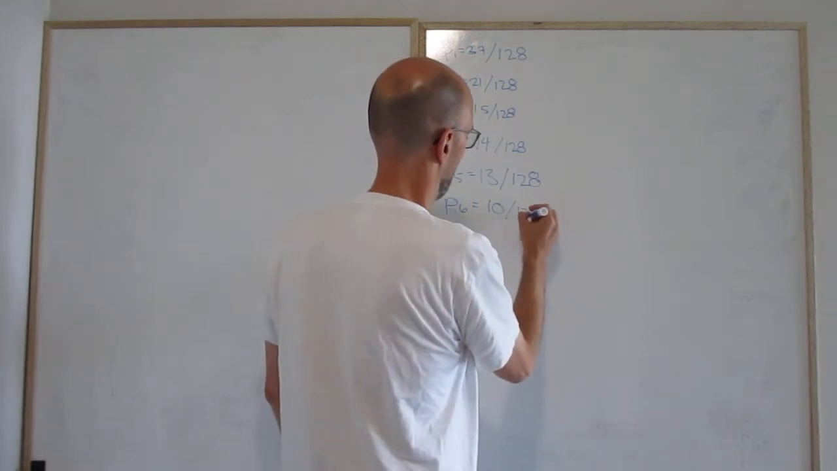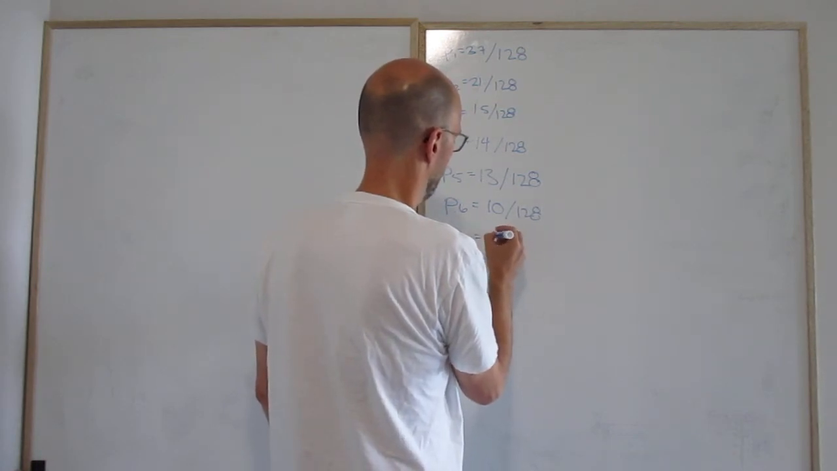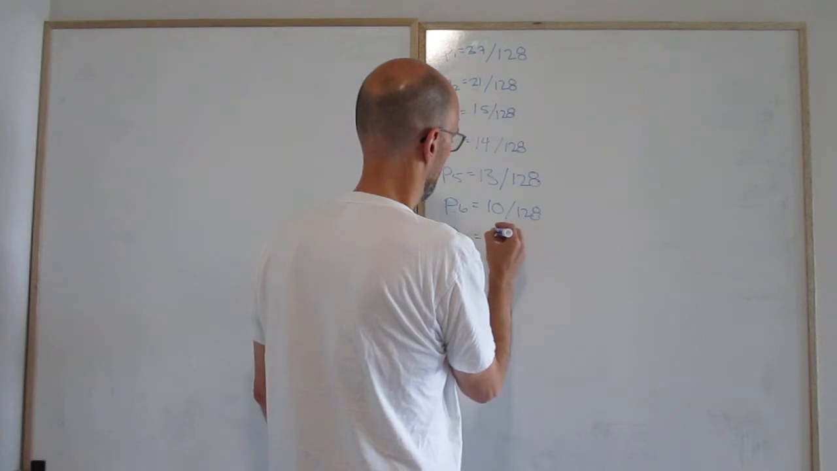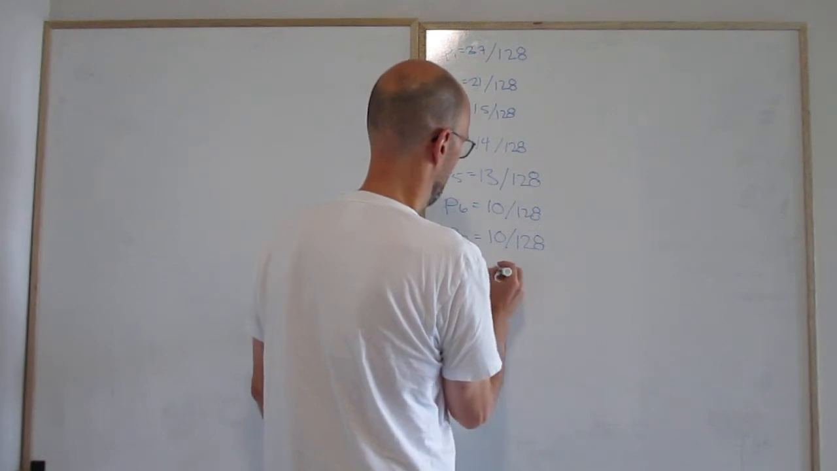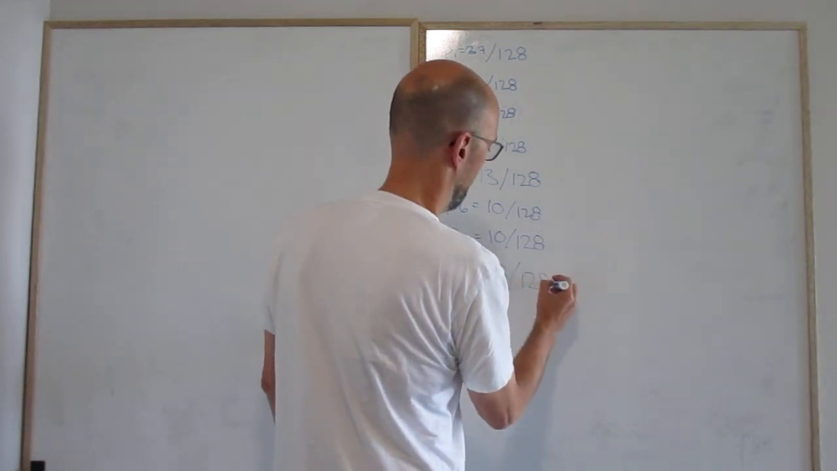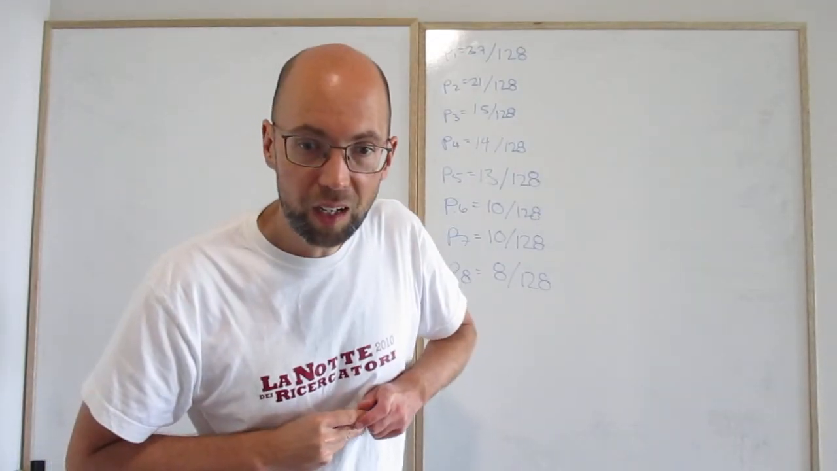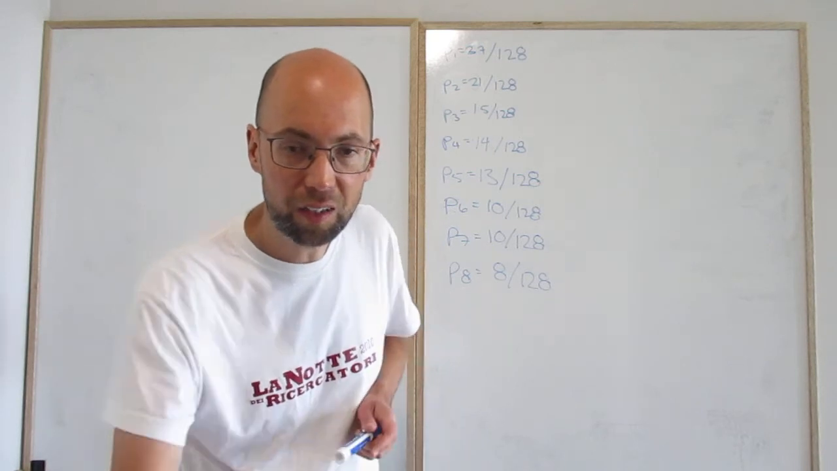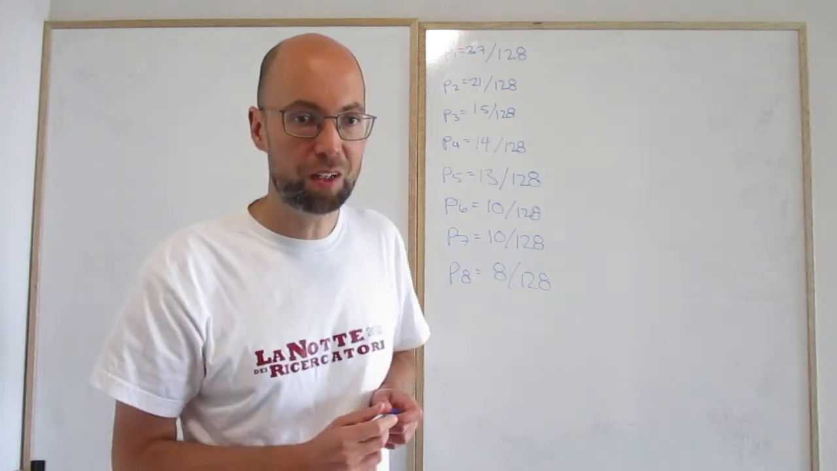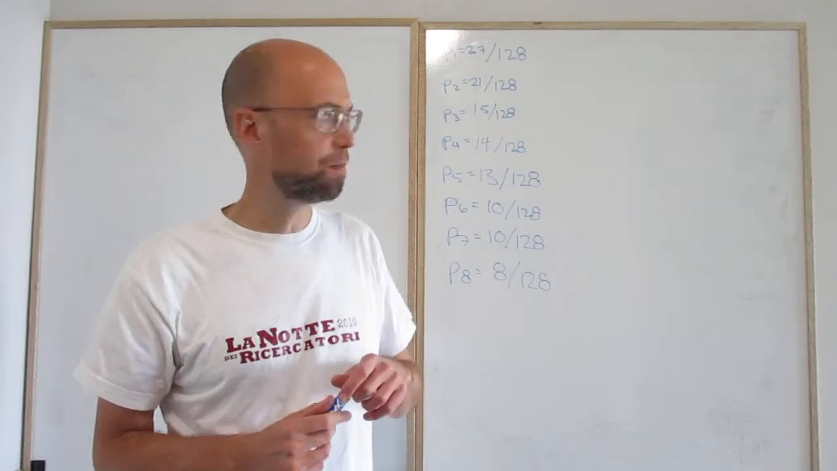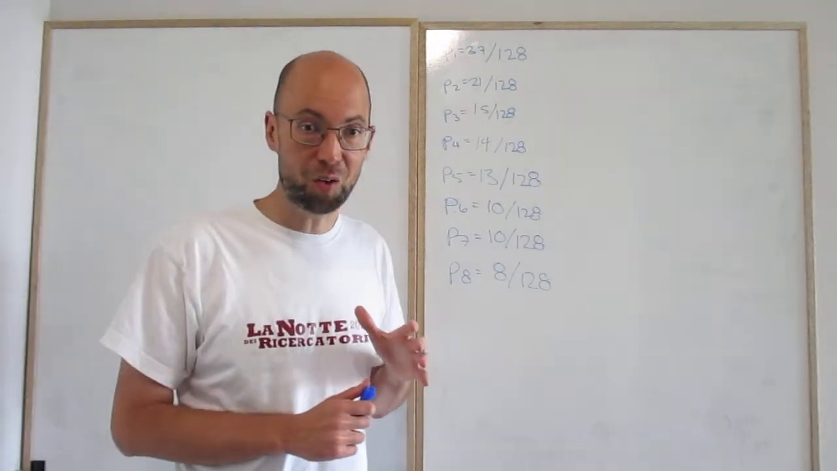Yeah, that's 128. P7 is also 10 out of 128. And P8 is 8 out of 128. If somebody wants, can you just quickly add those up? Okay, wait, there are messages in the chat. What am I doing? I'm just writing some numbers. So these should add up to 128. If somebody wants to check that and let me know, that would be great.